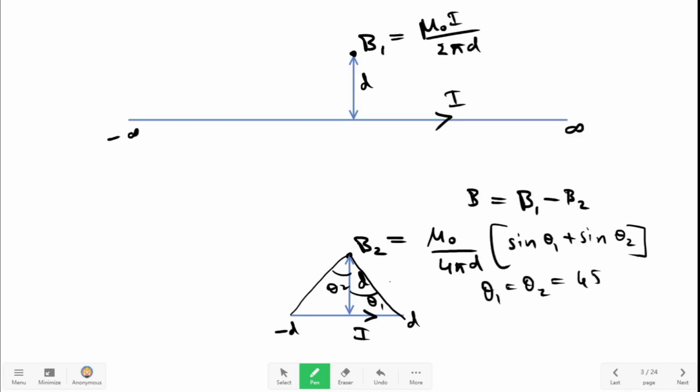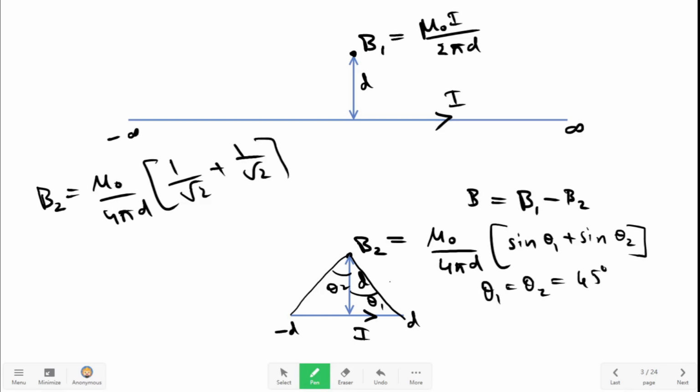Now from the geometry it is clear that theta 1 and theta 2 are equal to 45 degrees, because this side is equal to d, and this other side is also equal to d. So theta 1 and theta 2 are equal to 45 degrees, which means B2 is equal to mu naught I upon 4 pi d times sine 45 degrees, which is 1 by root 2, plus sine 45 degrees, which is 1 by root 2. This is equal to mu naught I upon 2 pi d times 1 by root 2.